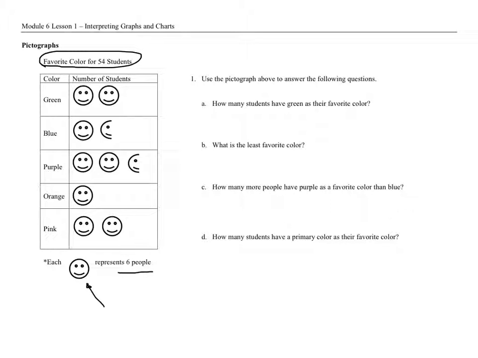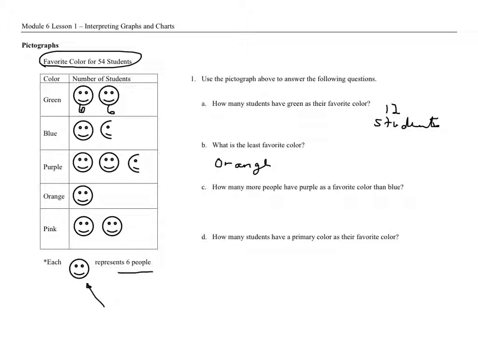How many students have green as their favorite color? So we look at green, so it's going to be 6 students for this smiley, 6 for that, so it will be 12 people or students. Okay. What is the least favorite color? Well, the least favorite color is the one that only has one smiley, and that's orange. So this is super straightforward, which is great.